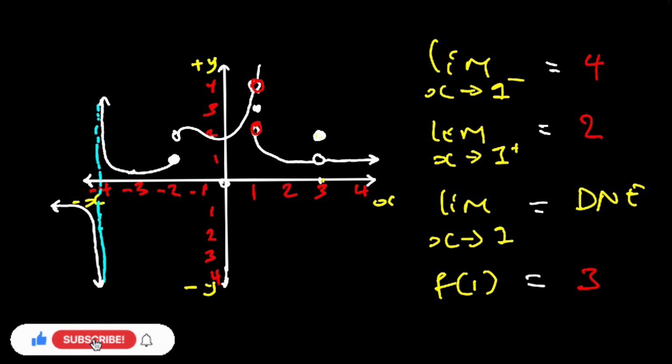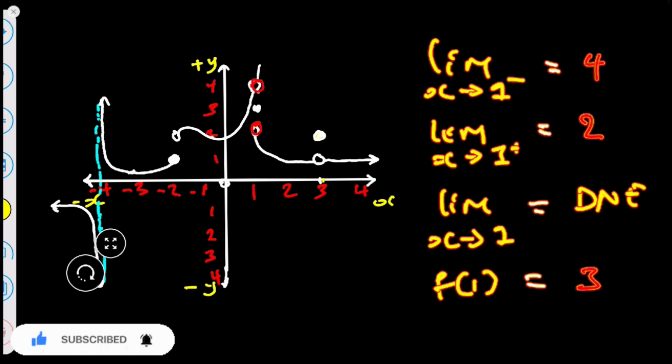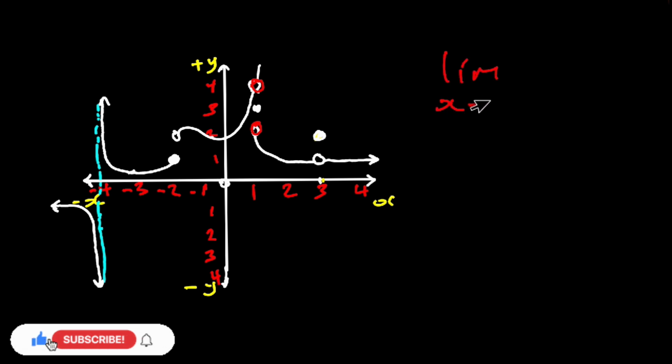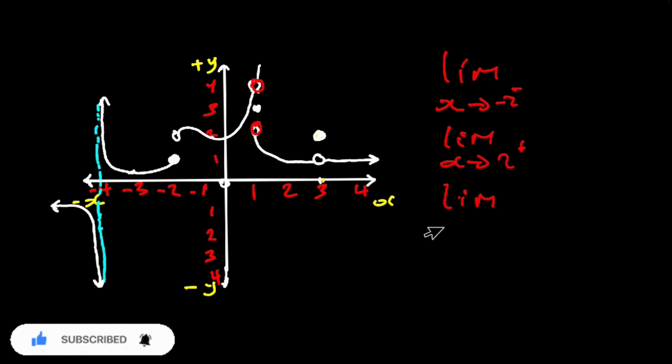So let's solve the limit as x approaches -2. I want you also to pause the video, try it, and know how far you can go with it. So as x approaches -2, we're going to be looking at it from the left, from the right, then we find the limit as x approaches 2, and then we find f of 2.